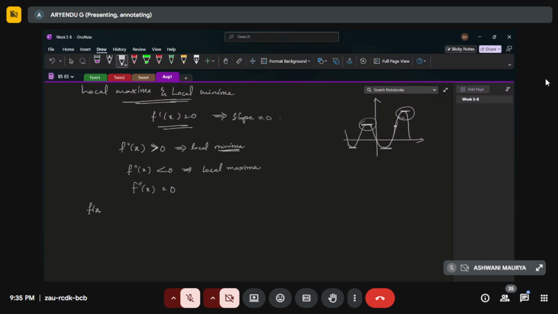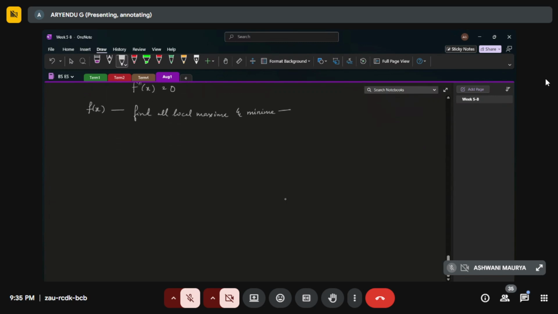So if you're given a function like this and you are told to find all local maxima and local minima, you have to first find the derivative of f(x) and find the points at which f'(x) is equal to 0. So if you have points x1, x2, and x3 at which this is equal to 0, this may be more or less. If you have any n number of values for which f'(x) is equal to 0, then for these particular values, you have to take f''(x).